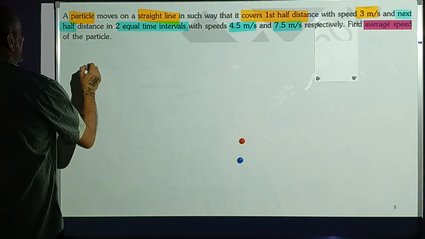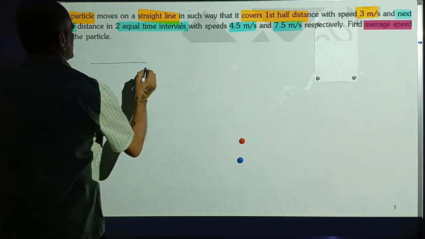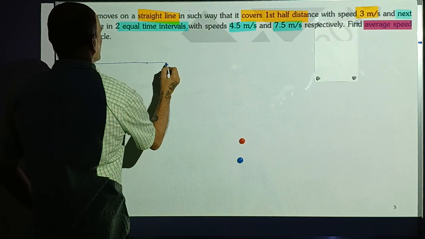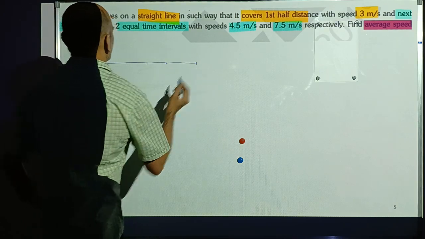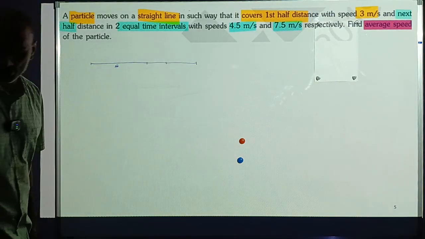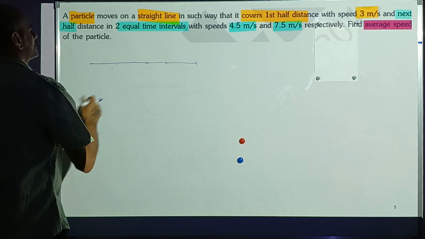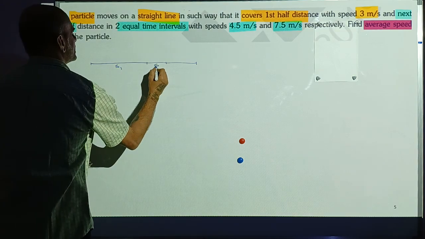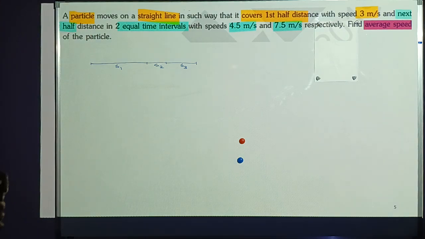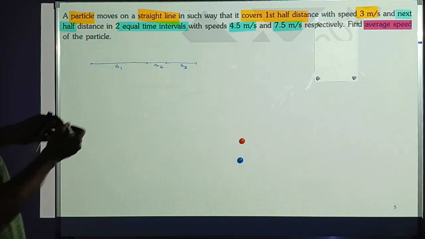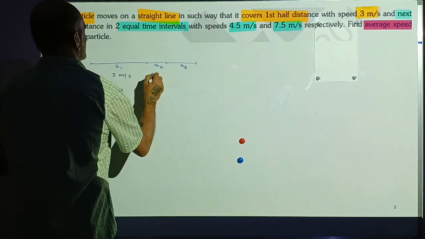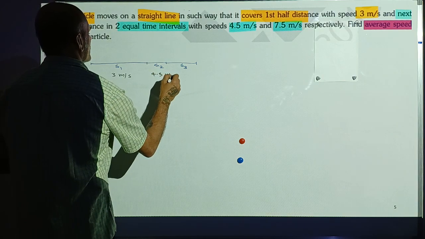The particle is moving in a straight line. First half, and then the second half is covered in 2 equal time intervals. So the motion can consist of 3 parts. First part, the distance covered is S1. Second part, third part, and then the speeds for the 3 parts: 3 meter per second, 4.5 meter per second, and 7.5 meter per second.